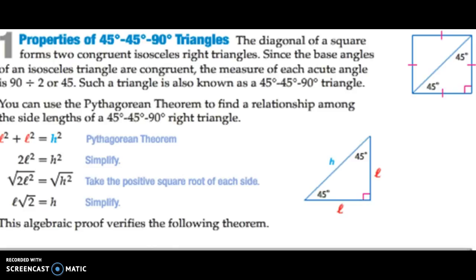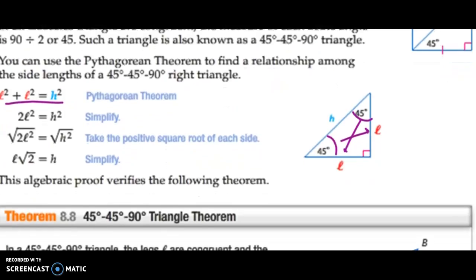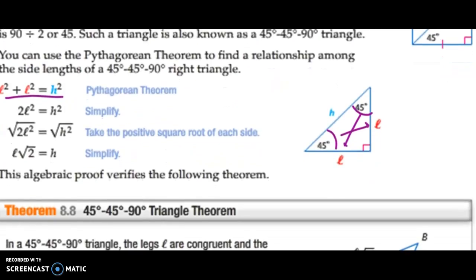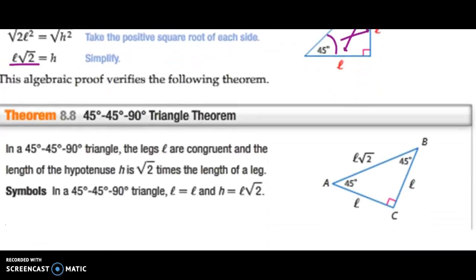In a 45-45-90, from one 45 degrees there's some leg, and from the other 45 there's the exact same length of a leg. We put it into our Pythagorean theorem and say L squared plus L squared is equal to the hypotenuse squared. Since L squared plus L squared is 2L squared, we get 2L squared is equal to H squared. So we square root both sides, and we find the length times the square root of 2 is equal to the hypotenuse. That's true for any 45-45-90 triangle.